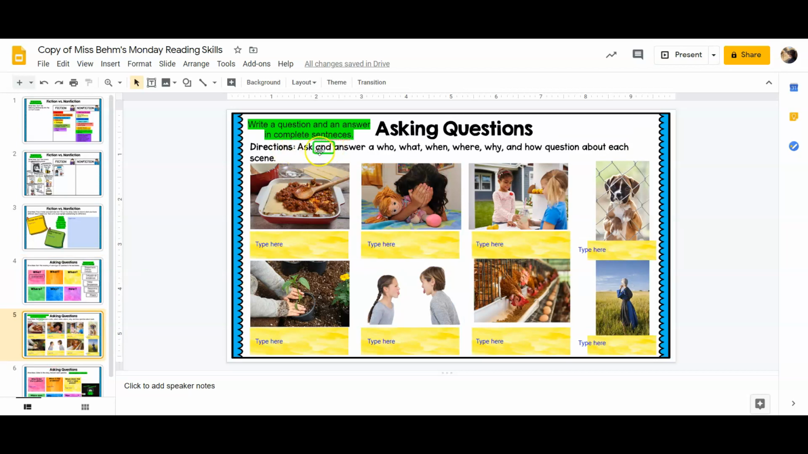Here you are going to ask and answer a who, what, when, where, why, and how question about the scene. So you pick one of those types of questions. So like for here, I could say, what are they making? Here I could say, why does she look sad? Here I could say, why is no one holding him? Because he is adorable. Things like that. So you're going to pick one question to ask about the pictures.